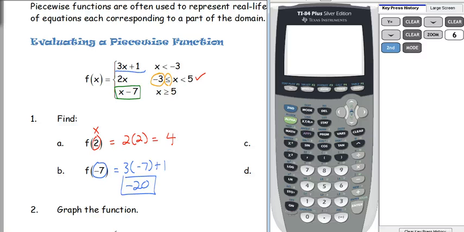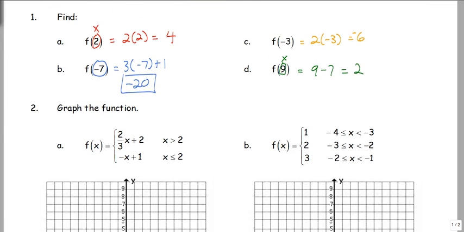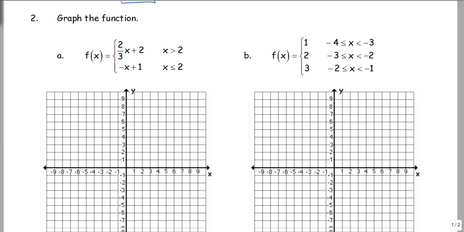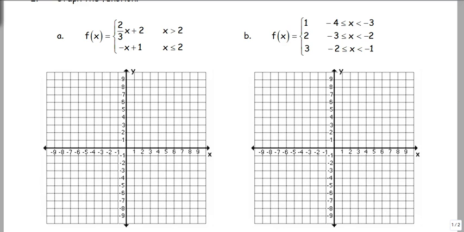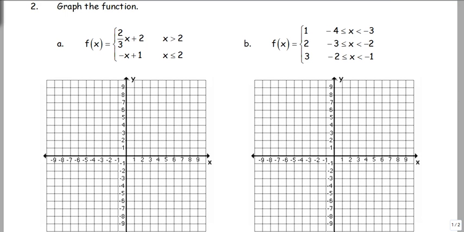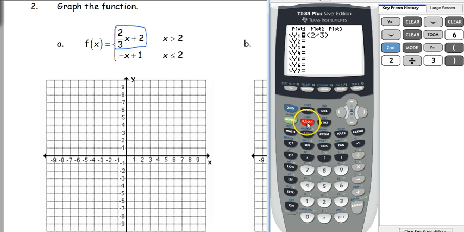Okay, now we're going to look at the calculator for these problems here. Graph the function. Now, the easiest way I find to do these is to just plug in the function you want to look at first. So for example, I'm going to plug this into my y1, and then I'm going to graph it. So 2/3 x plus 2.